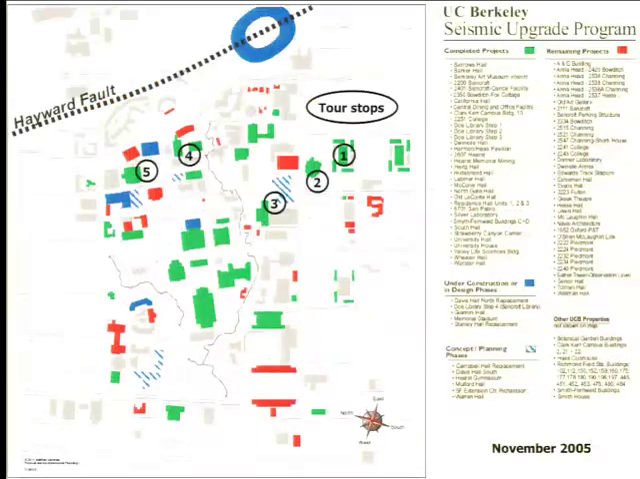I think I have a slide. We're going to start over here, and we're going to work our way across campus, looking at various buildings that have been retrofit, talking about those retrofits, and just talking about buildings on campus generally. Okay? So again, on Tuesday, we meet in the courtyard of Residence Hall 1, Unit 1.